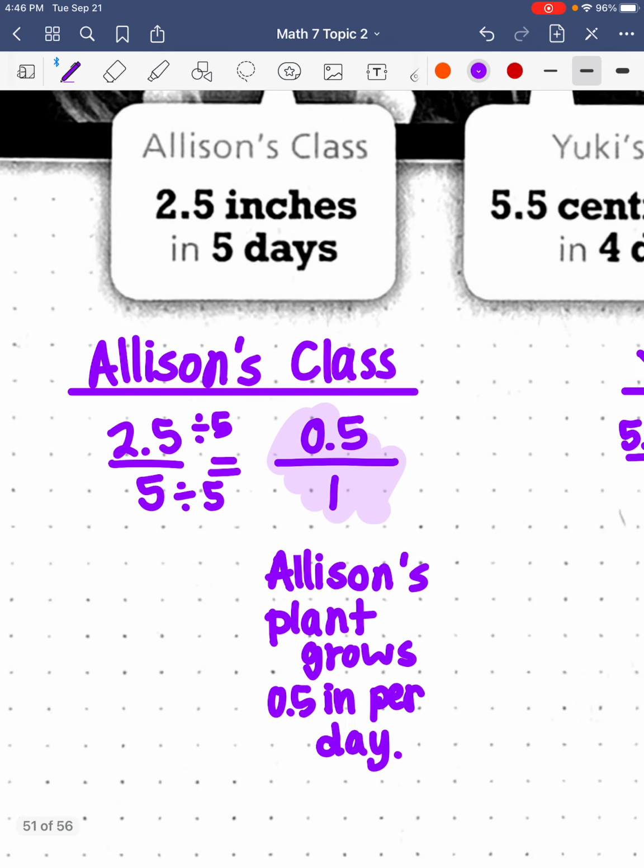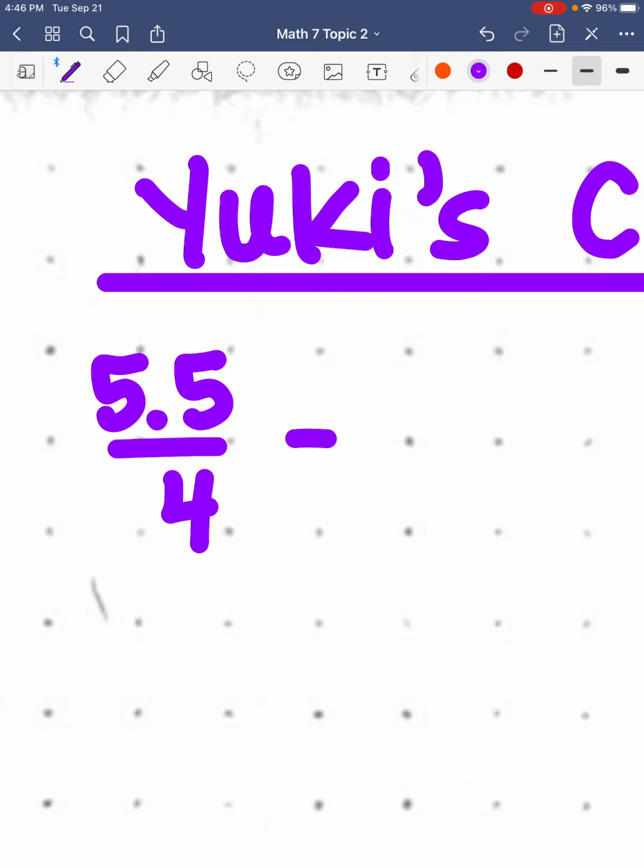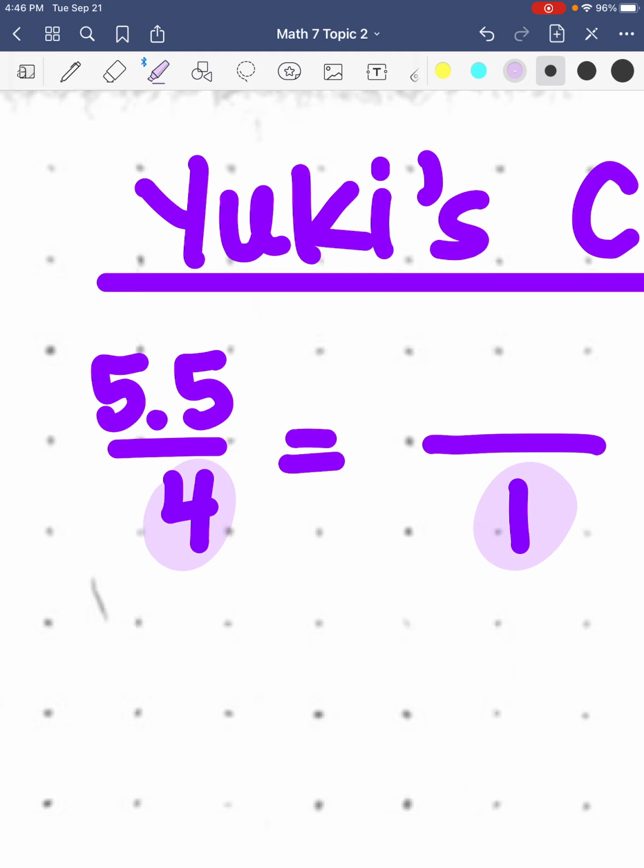Now let's talk about Yuki's plant. Based on this picture, it grows 5.5 centimeters in 4 days. So we want to know how much it grows in just 1 day. So we know our denominator needs to be 1. Now again, how am I going from 4 to 1? Well, that's simple. I'm going to divide by 4. And if I do that on the bottom, I have to do the same thing on the top.